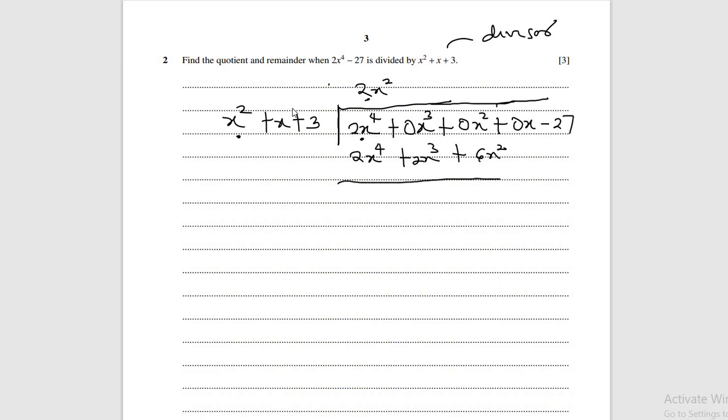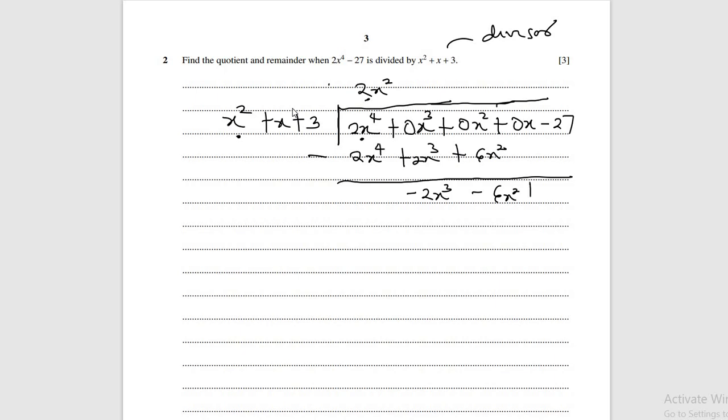After that, we subtract. Then you subtract this. 2x to the power 4 minus 2x to the power 4 is 0. 0x cubed minus 2x cubed, what do you have? Minus 2x cubed. 0x squared minus 6x squared, what do you have? Minus 6x squared.